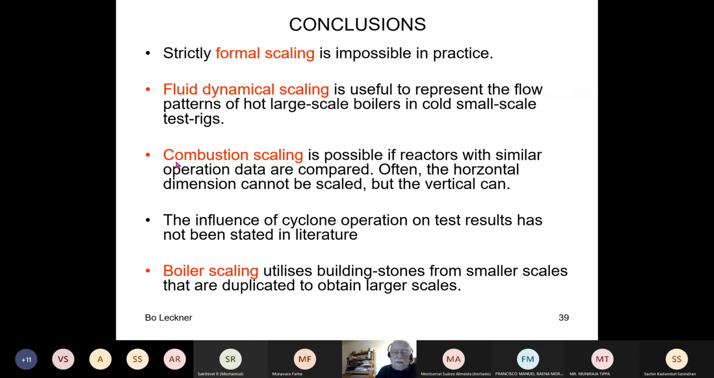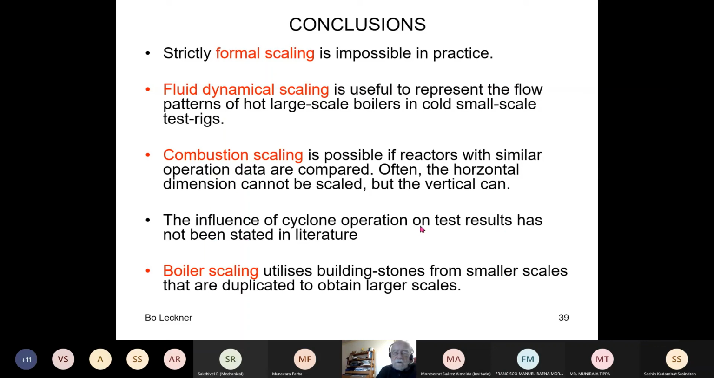The combustion scaling is a little different. Then much information is already available, because the same temperatures and excess air and fuel and so on can be used as in the large scale, and only the height can be scaled. The horizontal scaling is more difficult because of the dimensions, but the vertical scaling can be, as I have shown, by the height and the residence time.